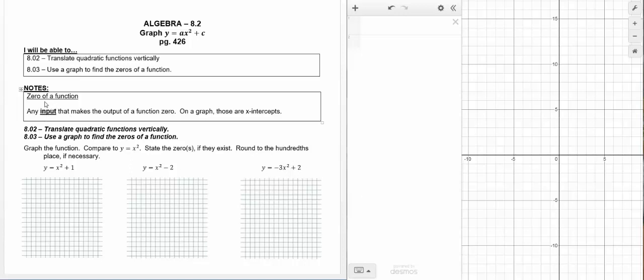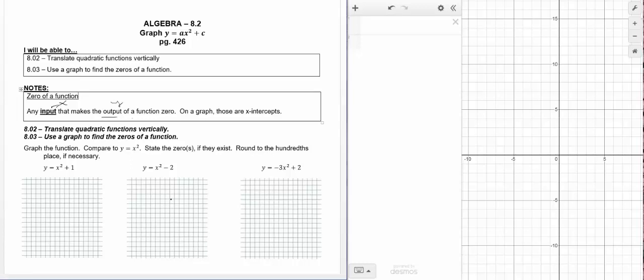First note that we say that the zero of a function is any input that makes the output zero. So any x's that make y's zero. On a graph, that's where a graph would cross the x-axis. Those are the x-intercepts. So if you're asked to find the zero of a function, you want to know what x's do I plug in so that I get zero back out.